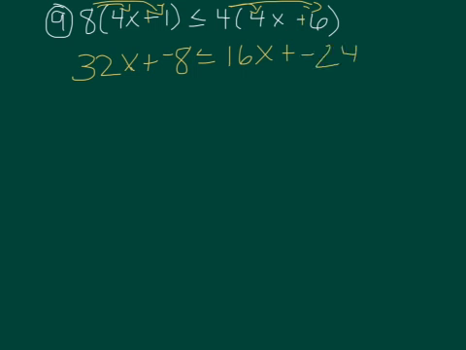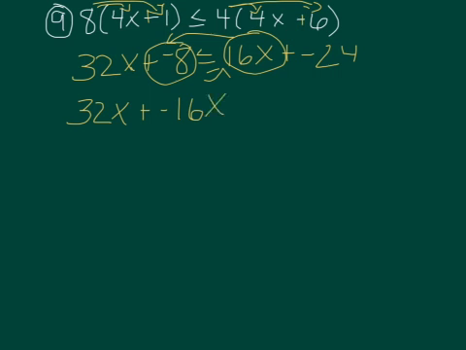Now we're going to move our like terms together, and remember we said we want to put our x's on the left. Our variables need to be on the left so that when we graph these, our graph won't be backwards. So I'm going to switch the 16x and the negative 8. So I've got 32x plus negative 16x is less than or equal to positive 8, because remember when I bring it over it's positive, plus negative 24.